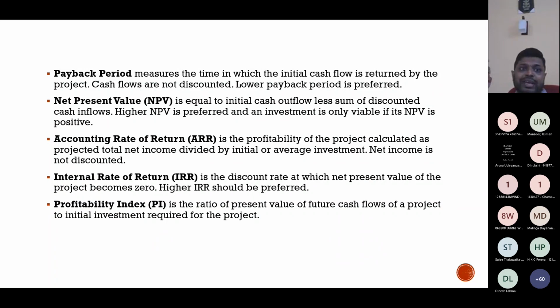This payback period approach is a risk aversion approach. You will tend to invest in a project which will give you the immediate return. That means you will not look at the long-term effect. You will consider the long-term effect, but you will try to recover your initial investment immediately. That means you are preferring a lower payback period. Immediately you are trying to recover the initial investment you have made.